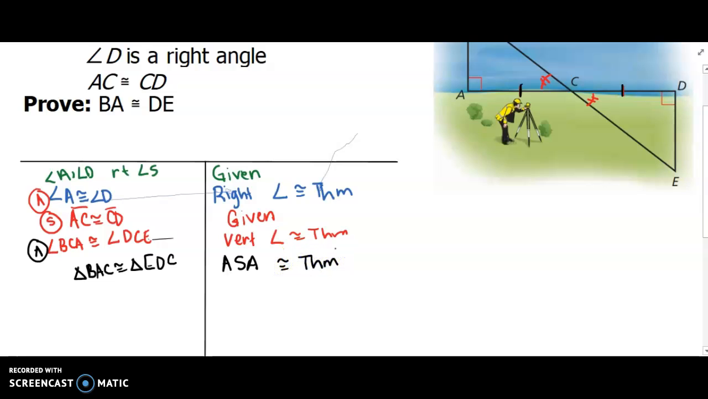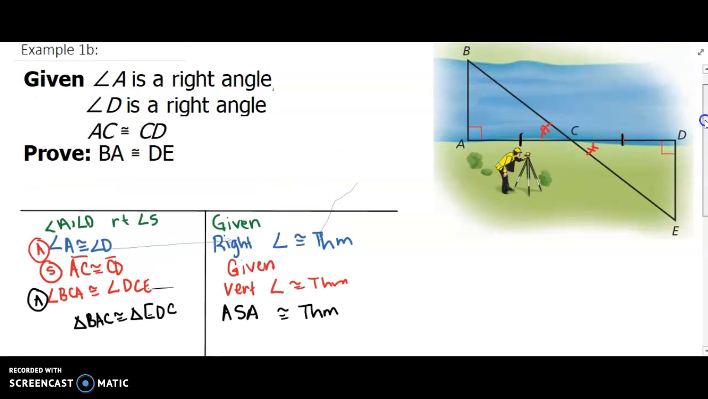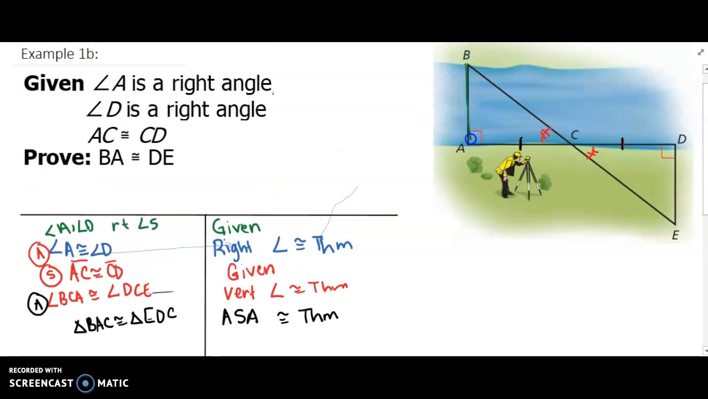Okay. Now that we've shown that the triangles are congruent, we can use CPCTC. Corresponding parts of congruent triangles are congruent. So BA is congruent to, well, BA is the first two letters. We should make sure to name it right. ED, which is right here, which is correct.